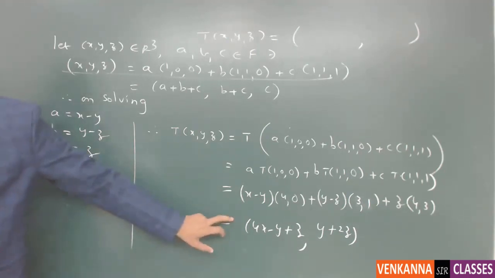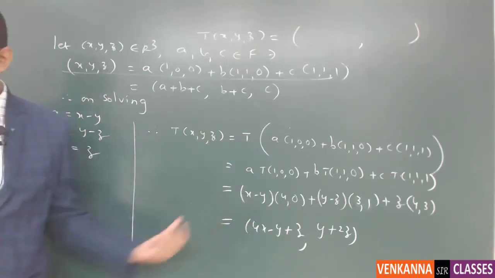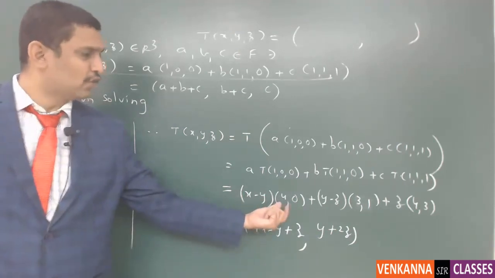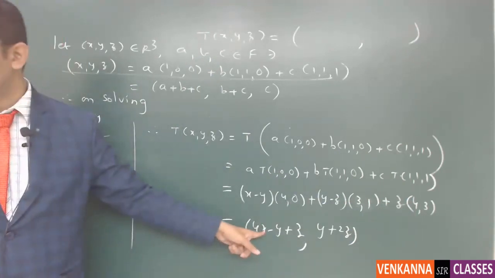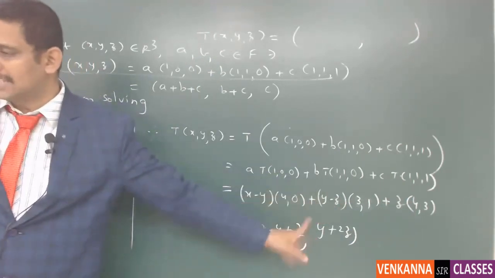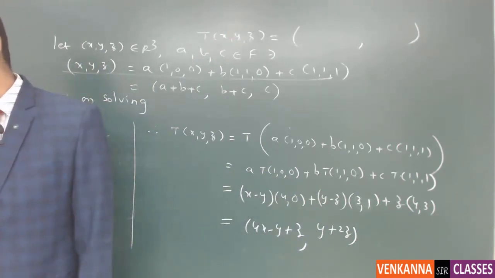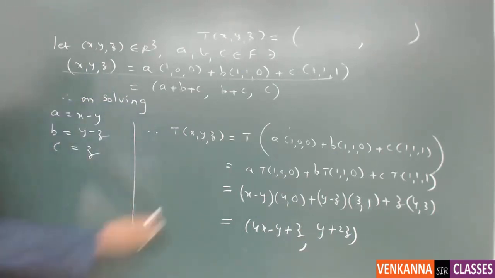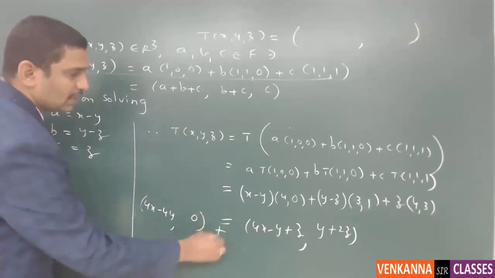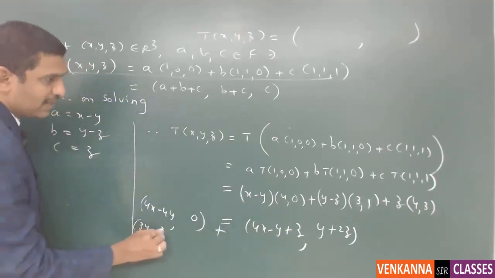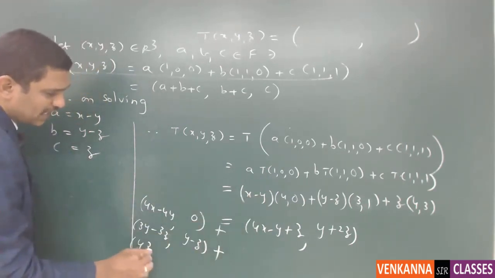So you are asking about this one. You simply multiply them. So 4x minus 4y, 3y minus 3z, 4z. You add all the first values. This is the first one. You add all the second values. This is the second one. The simplification part I skipped. So actually how does it come? Here 4x minus 4y comma 0, plus there 3y minus 3z comma y minus z, and there 4z comma 3z.